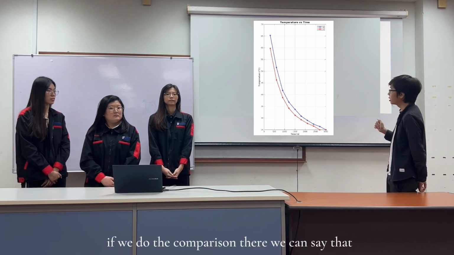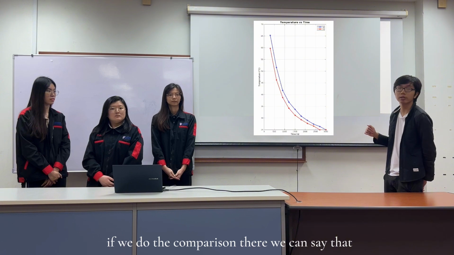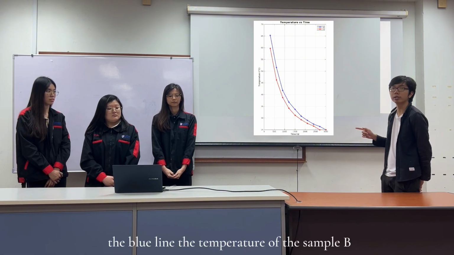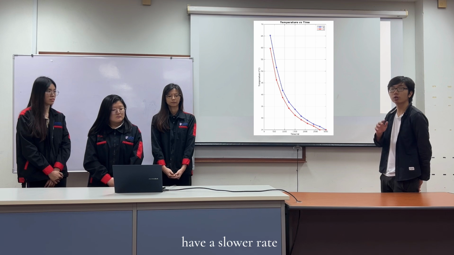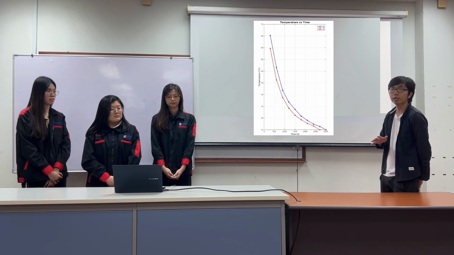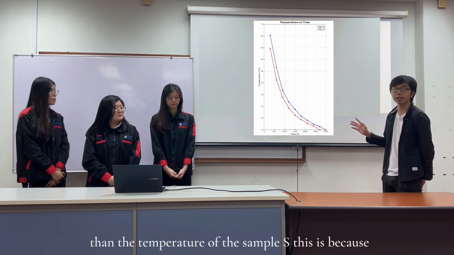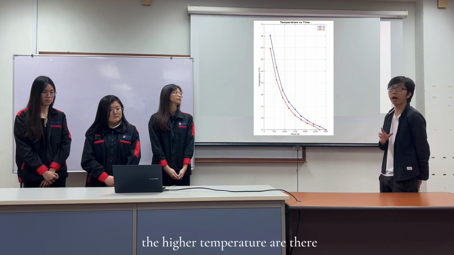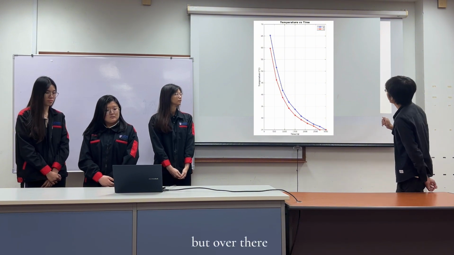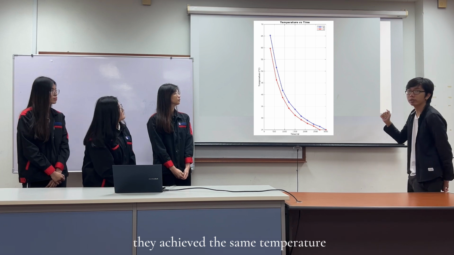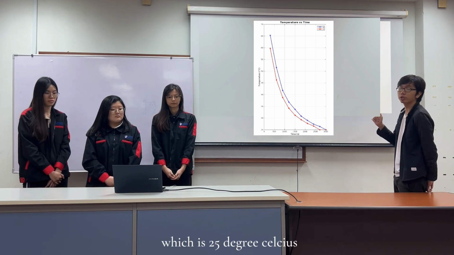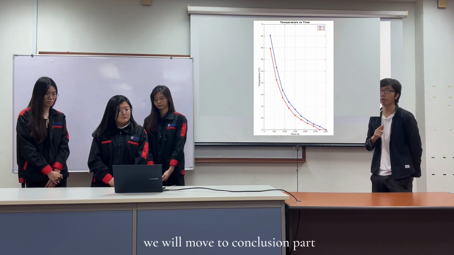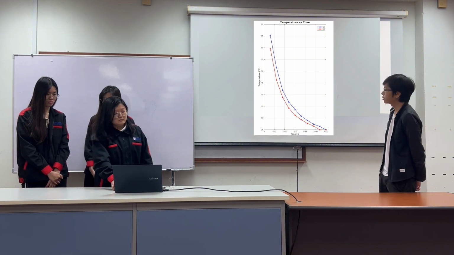If we do the comparison there, we can say that the blue line, the temperature of sample B, has a slower rate than the temperature of sample S. This is because of the higher temperature, but over there they achieve the same temperature, which is 25 Celsius. And right now we will move to the conclusion part.